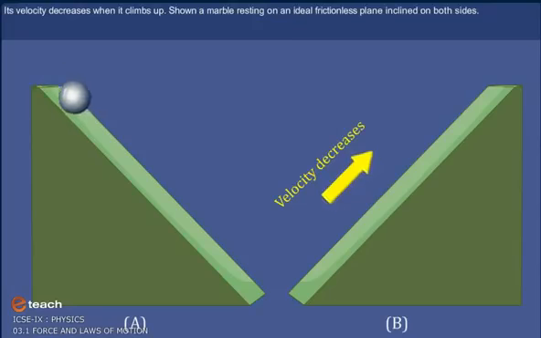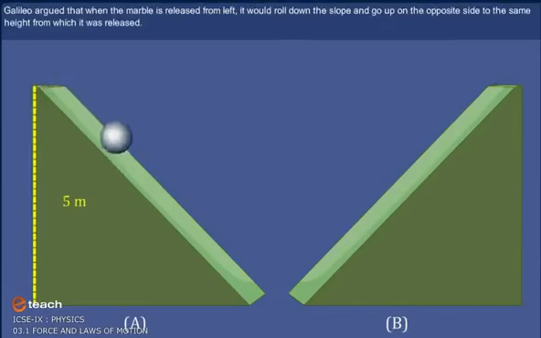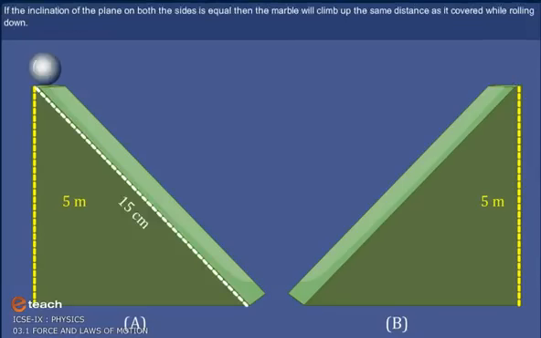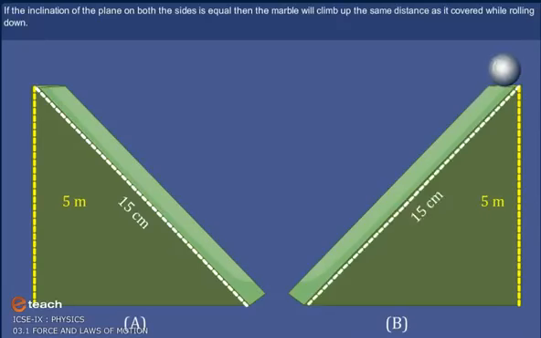Its velocity decreases when it climbs up. The figure shows a marble resting on an ideal frictionless plane inclined on both sides. Galileo argued that when a marble is released from left, it would roll down the slope and go up on the opposite side to the same height from which it was released. If the inclination of the plane on both the sides is equal, then the marble will climb the same distance that it has covered while rolling down.